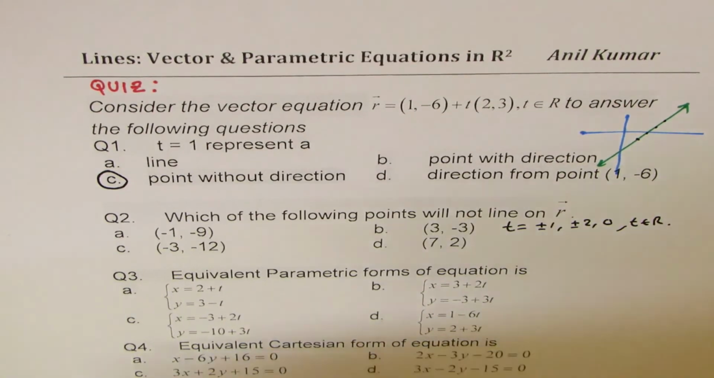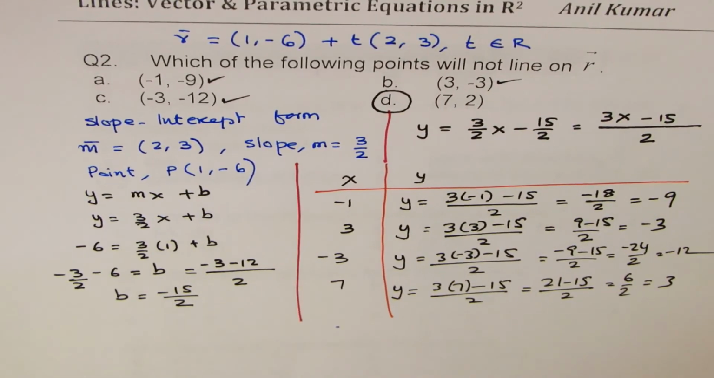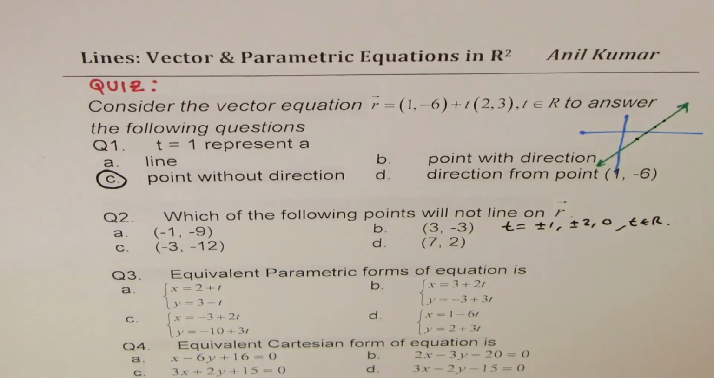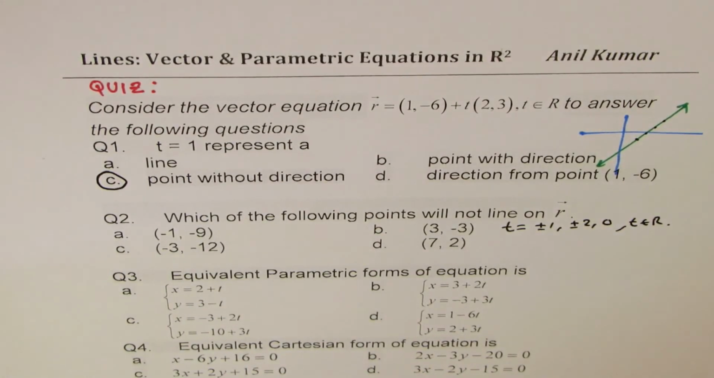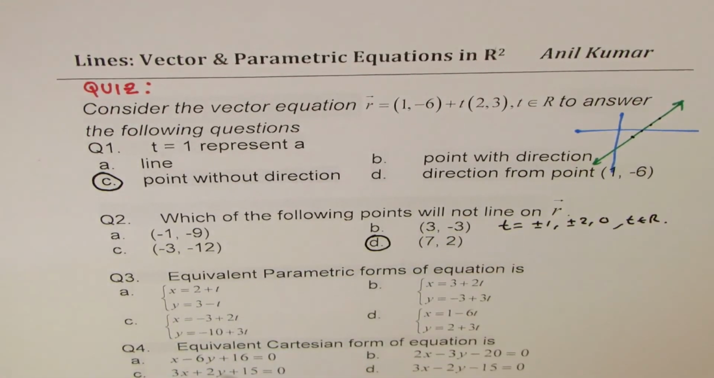We actually learned how to write the equation in the form of y equals mx plus b. Let me share that page here. And then we calculated each point. Now this is a good approach. And we found that the point D was not on the line.